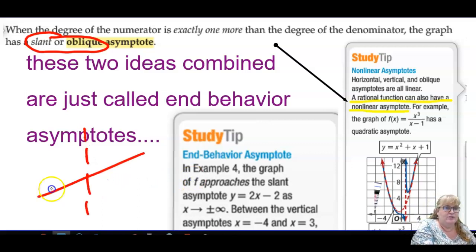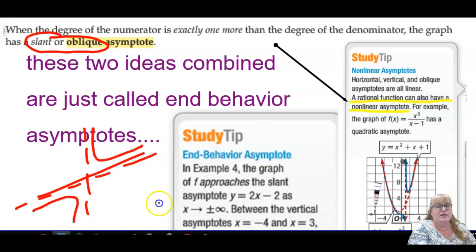We have a vertical asymptote and a slant asymptote. You might have a piece of the graph up here and a piece down here. And there's also the idea that it could be nonlinear. It could be a parabola, and we'll do some more of those tomorrow. But what's happening is these ideas are all called end behavior asymptotes because it means far out on the sides, what is it approaching? So it's called an end behavior quadratic asymptote, this one is. Okay.